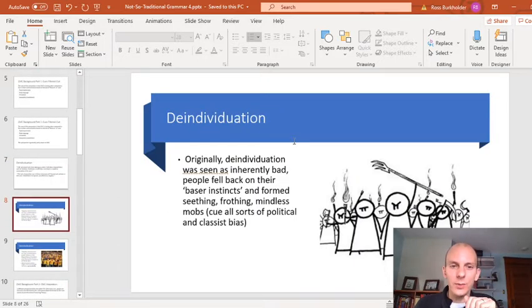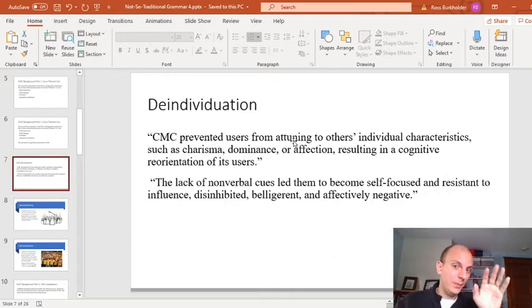In its original conception, de-individuation was seen as, without exception, a bad thing, right? That people would fall back on their baser instincts and that they would lose themselves alongside losing sight of other people, and they would become a seething, frothing, mindless mob. Grab your pitchforks and your torches and let's go. That kind of thing. This line of thought traces back to revolutionary France, for instance. It's got all kinds of baggage accompanied with it, political and classist. But you can see that showing up here in these quotes. They become disinhibited, belligerent, and effectively negative. Those aren't particularly good things to be. At least they're not what I aspire to.